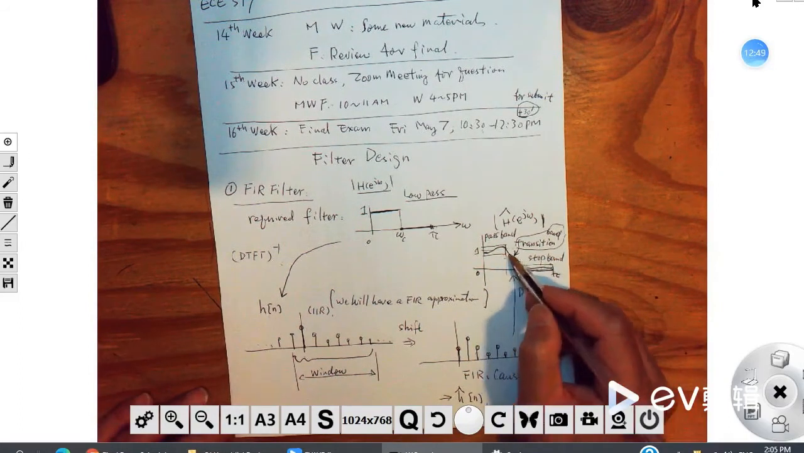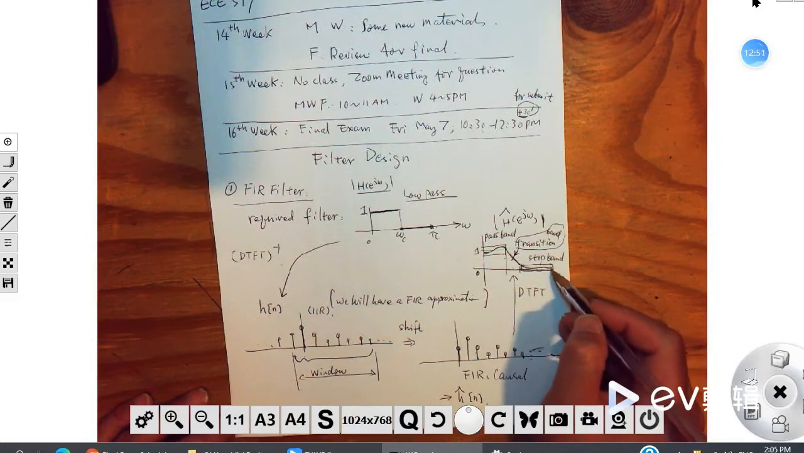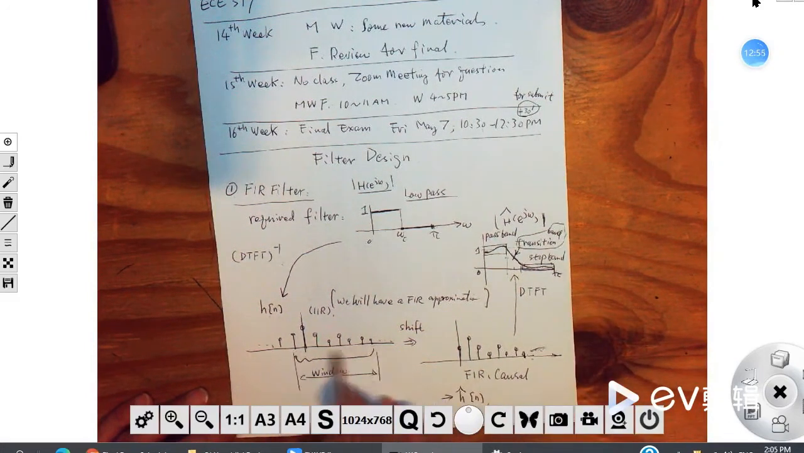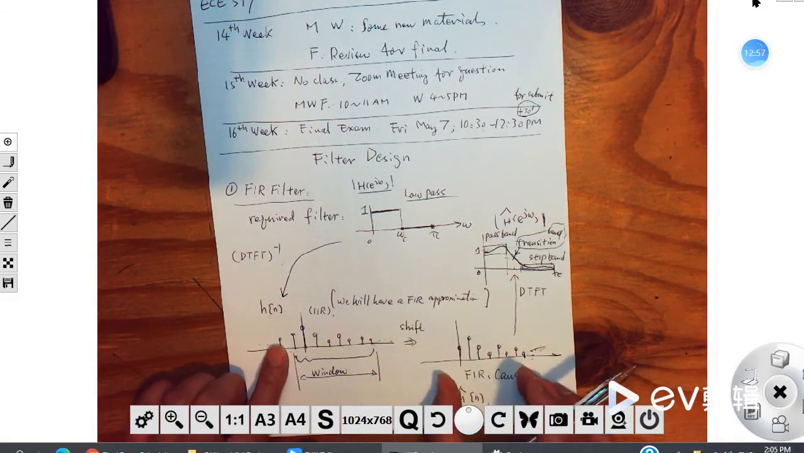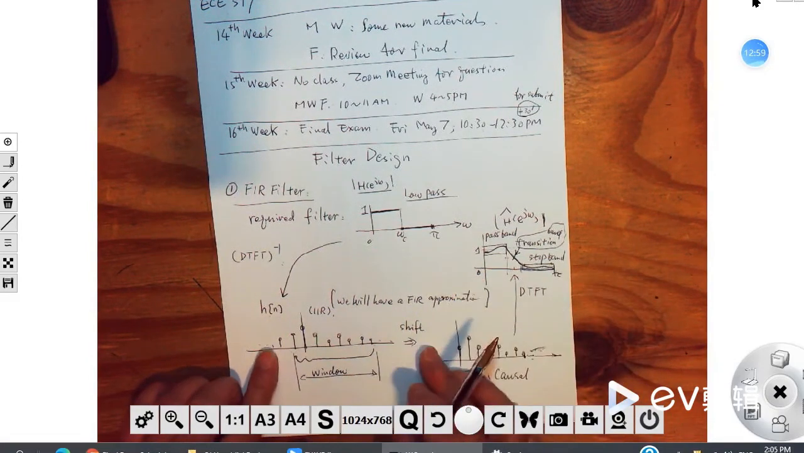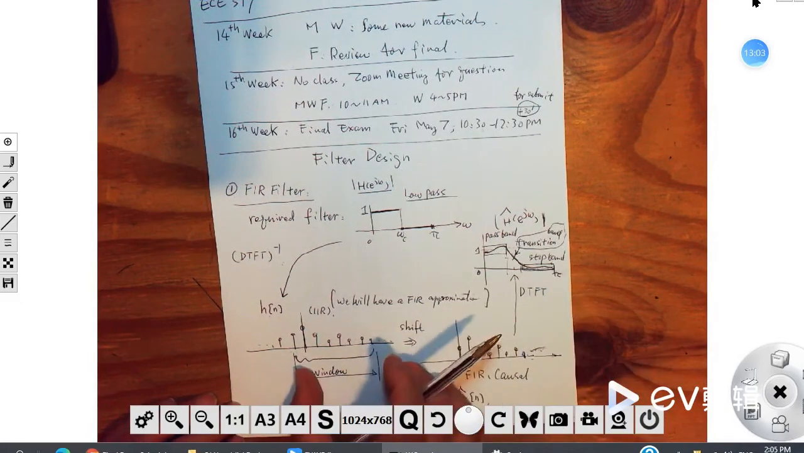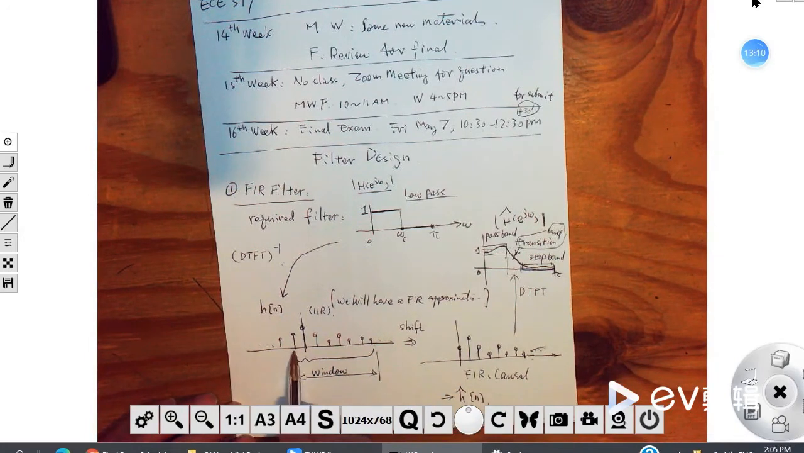If this does not satisfy your requirement, you need to pick more values. You pick some, you get an approximation. You pick more, then you have a more accurate approximation. So you pick more points from here and increase the size of the window. Here I said the window starts from some negative value to a positive value, but the commonly used window just starts from 0 to some end.